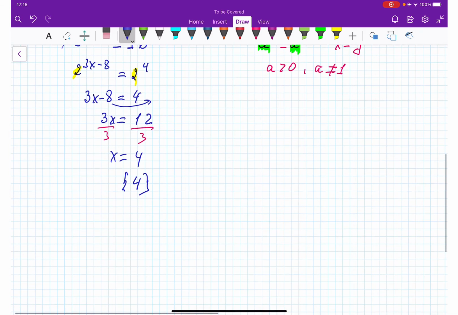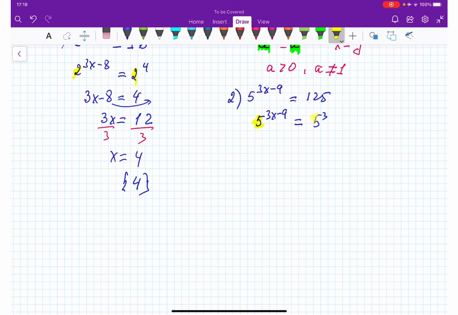Question number 2. We have 5 to power 3x minus 9 is equal 125. 125 is 5 to power 3. Why did I take 5? Because here I have 5, right? So since I have 5 here, then I can insist that 3x minus 9 is equal 3. From here, 3x is equal 3 plus 9, flipping over and changing the sign. So 3x is equal 12, x is equal 4. Next question.